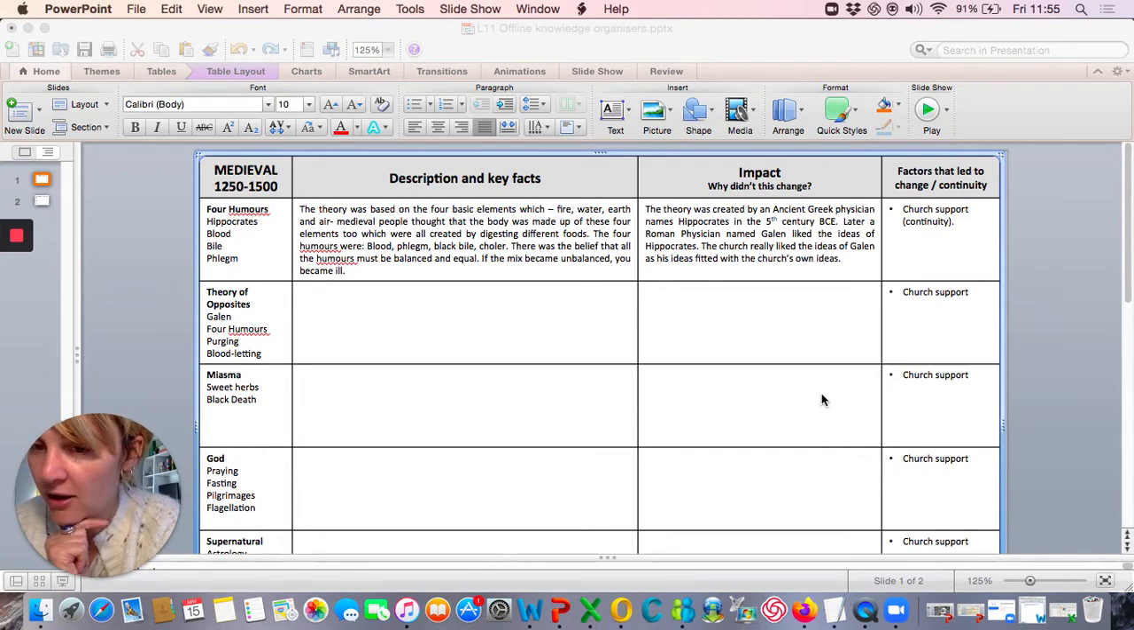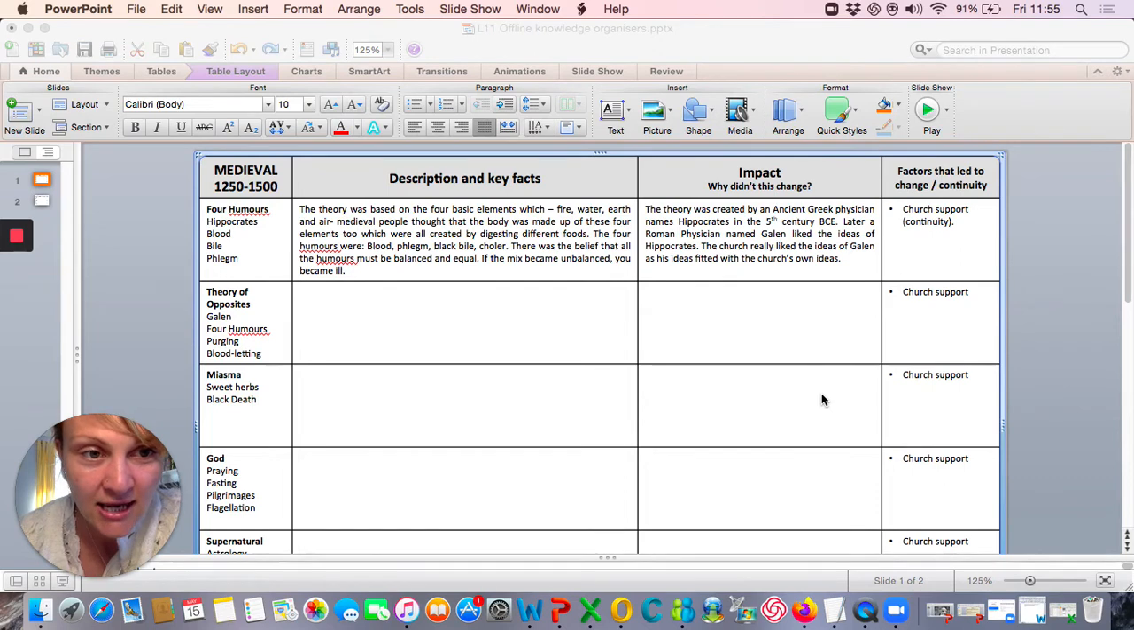And cholera, or yellow bile, so cholera is sometimes called yellow bile, and this is pus or vomit, that kind of yellowy pus that you might get coming out of spots, for example. That would be yellow bile. Okay, so I would develop this answer. And then if you look in the next column, we're looking at impact.